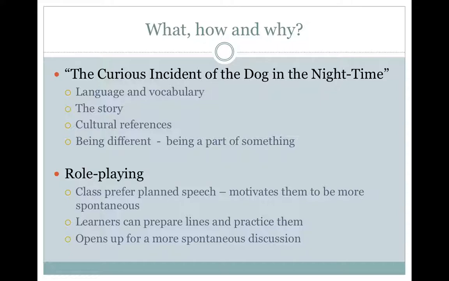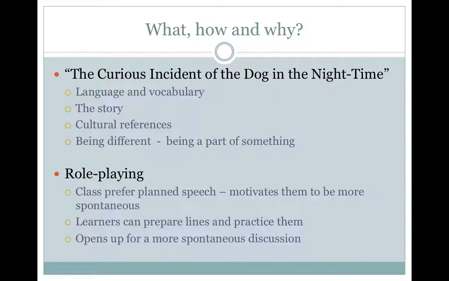I also think some of the cultural references will go down well. Most of the students in this class really enjoyed the TV series Sherlock, so I think they'll understand the Sherlock Holmes references, and they've been to London for a week as a group, so they know the signs for the underground, and they know the names of some shops. So I think that will go down well as well.